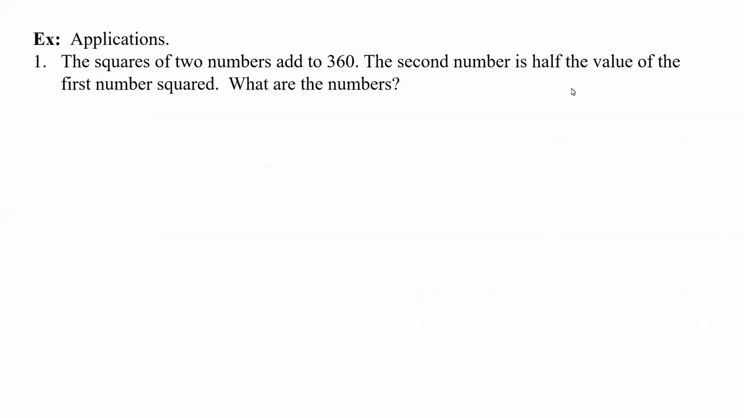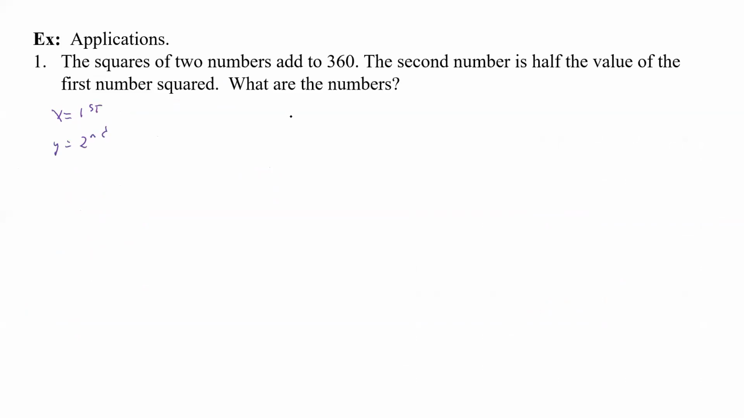All right, so this is the last part for 9.3, and it is with applications. It says the squares of two numbers add to 360. The second number is half the value of the first number squared. What are our numbers? Well, again, we're going to have to set up our x's and y's. So x is equal to the first, y is equal to the second.